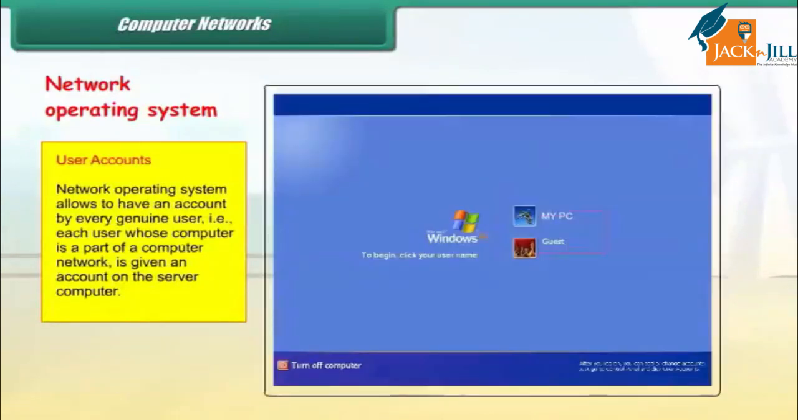User accounts. Network operating system allows every genuine user to have an account. That is, each user whose computer is part of a computer network is given an account on the server computer.